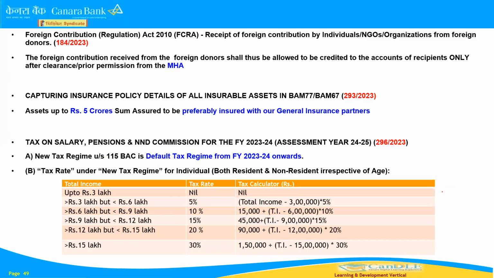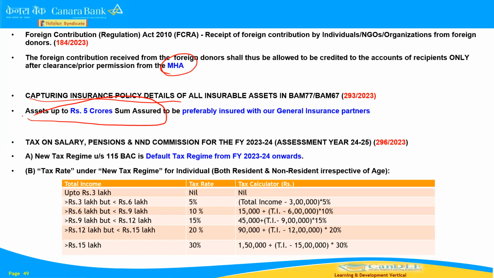Foreign contributions. If anybody is giving contributions from abroad to India, whether individuals or NGOs, anybody receiving them, please remember the prior permission of the Ministry of Home Affairs is required. That is what I would like to tell you. Capturing insurance policy details: one circular has come. For assets up to 5 crores, the sum insured should preferably be insured with general insurance partners only. Above 5 crores, we have to try to insure from our general insurance companies. There are 3 companies now: Bajaj, I think, is there, Tata AIG is there, and one more is the government company.